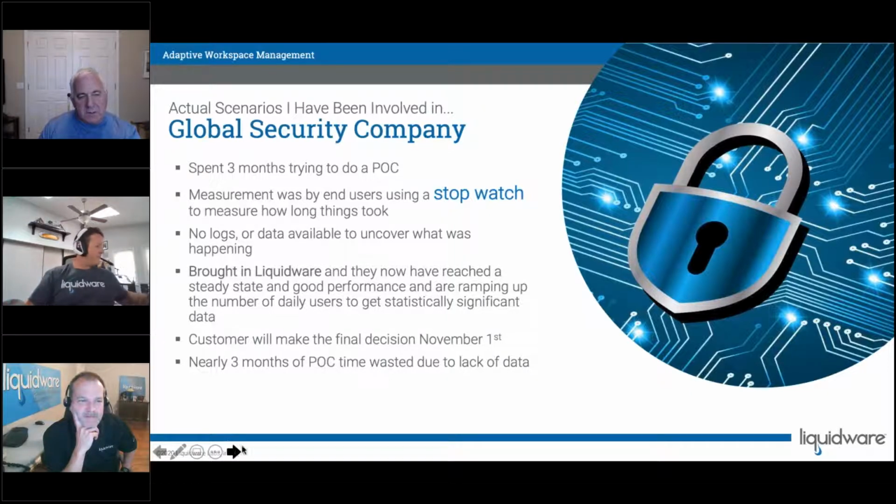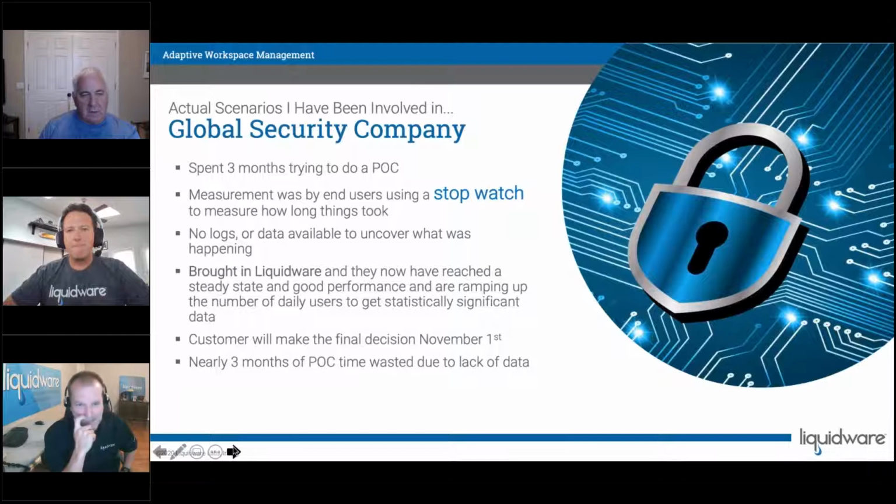So in this scenario, the customer is going to make their final decision of exactly how they're going to go. Right now, they're just trying to decide whether they're going to go WVD, VMware, or Citrix. It looks like they'll probably make that decision, and again, they'll be moving forward into production in November. The sad part is 3 months of this POC was wasted effort due to lack of data.